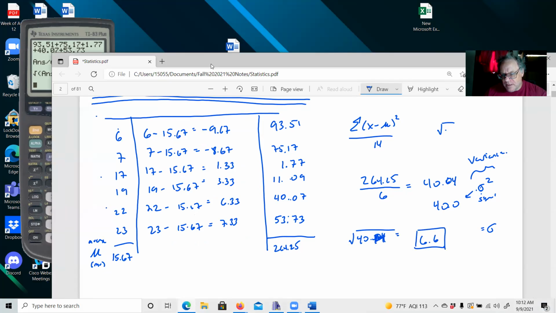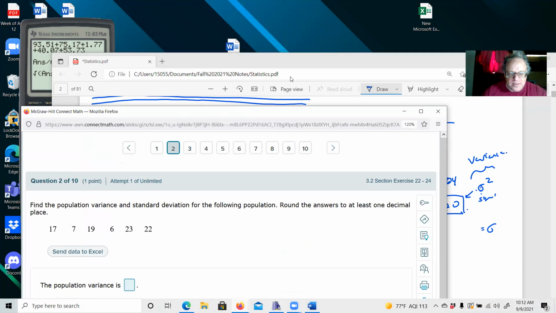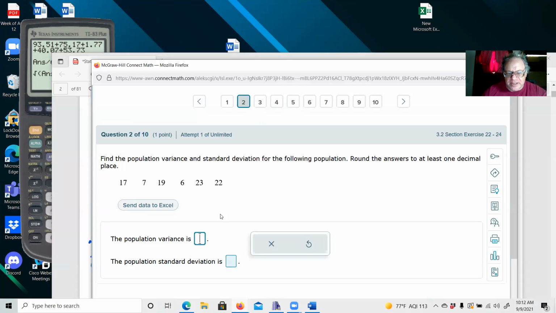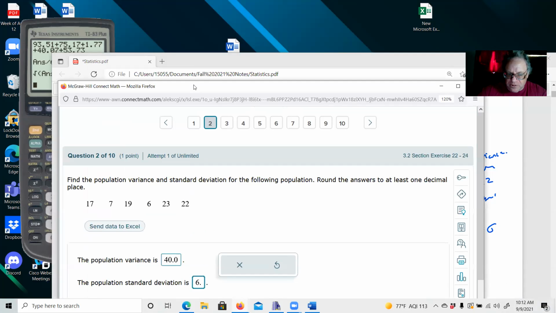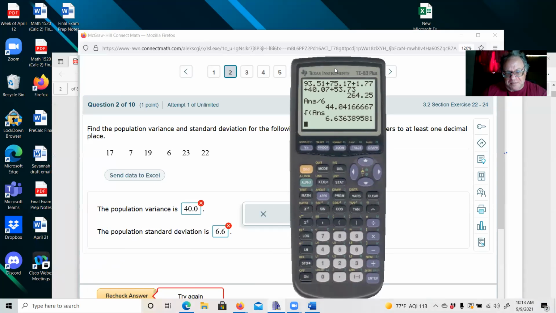So we're going to type those in, hope for the best. Population variance, 40. Let's see if it takes that. And population standard deviation, this one is 6.6. Fingers crossed. See, the smart thing would have been to do this on the calculator first and double check it before you type this in. And they said no. Let's see what we actually should have got.